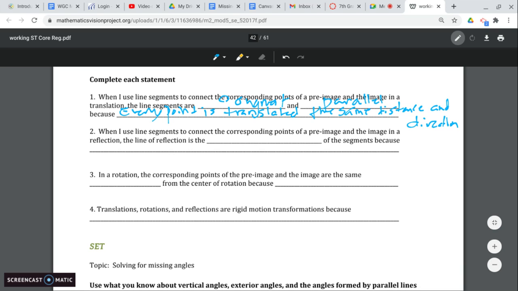All right, number 2. When I use line segments to connect the corresponding points of a pre-image and the image in a reflection, the line of reflection is the perpendicular bisector of the segments because corresponding points are equidistant from the line of reflection.